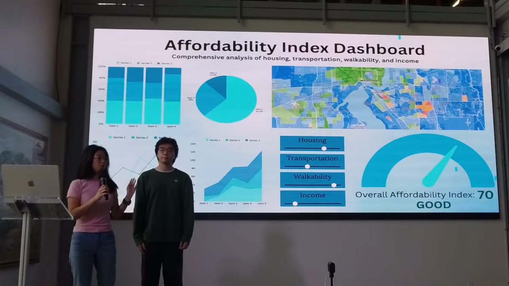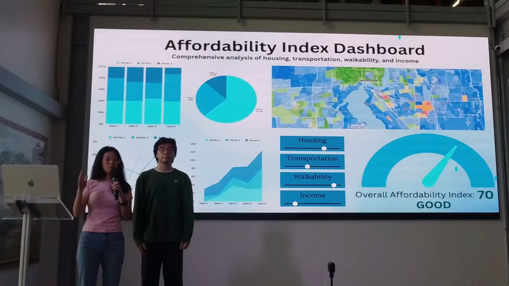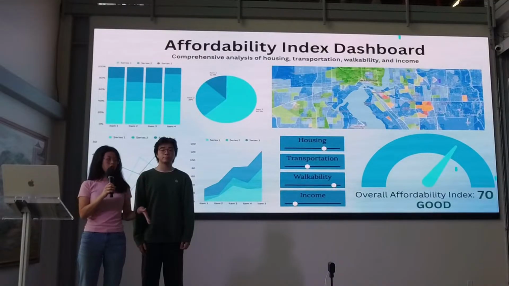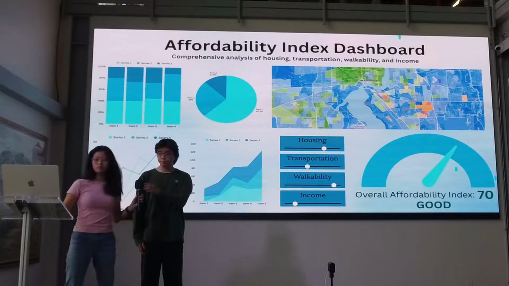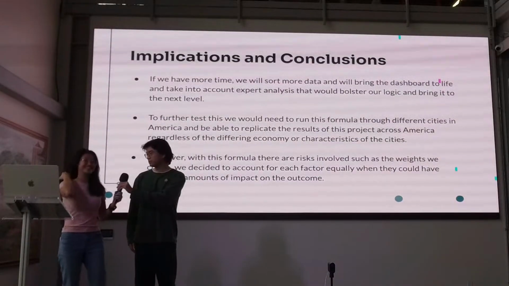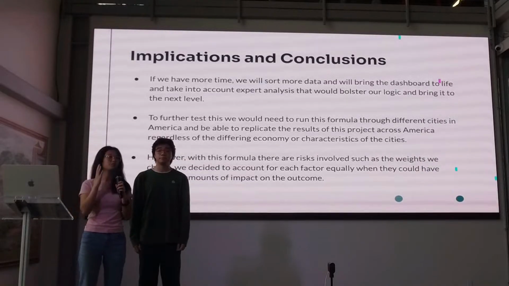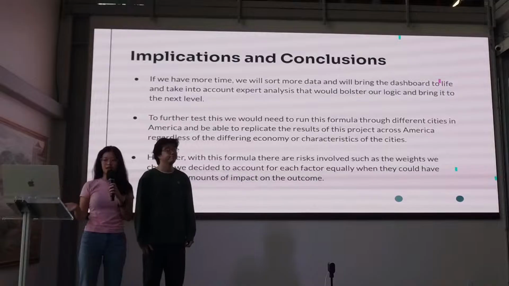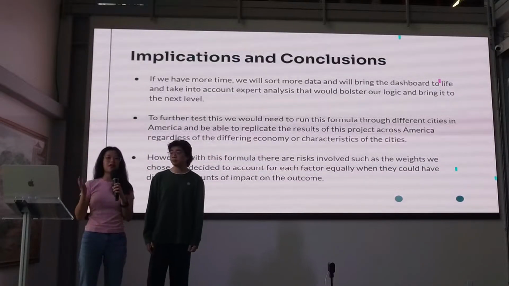So based on the formula, when it has a higher income, a higher inverted home value, and a lower inverted SNAP benefits, then we'll have a higher affordability index. All right, to end up, in conclusion, if we have more time, we'll sort and compare more data, and we will also bring the dashboard to life with more interactions and more features.